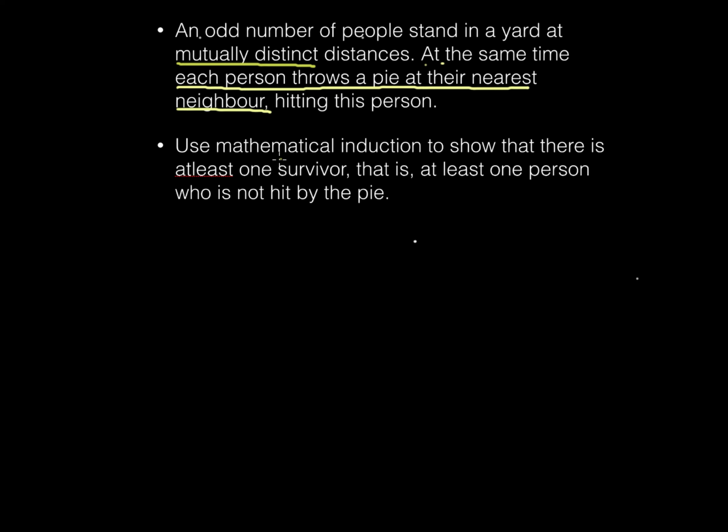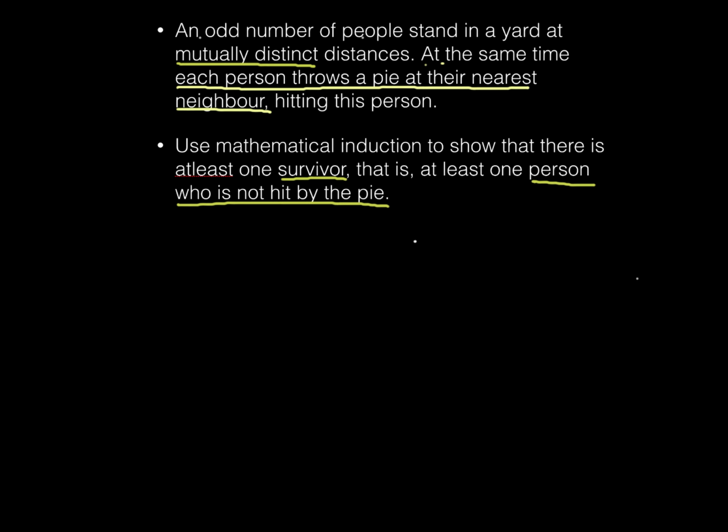Use mathematical induction to show that there is at least one survivor, that is, at least one person who is not hit by the pie. So the definition of a survivor in this question is that person who is basically not hit by the pie.